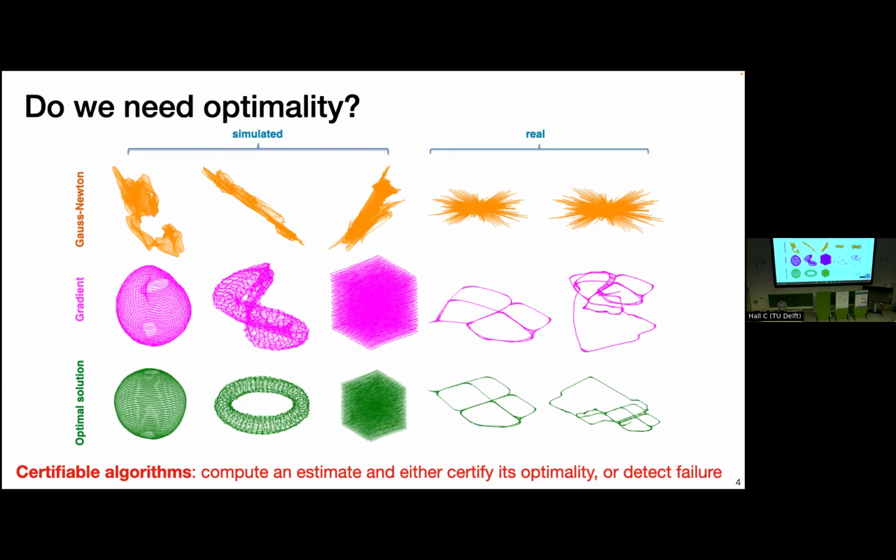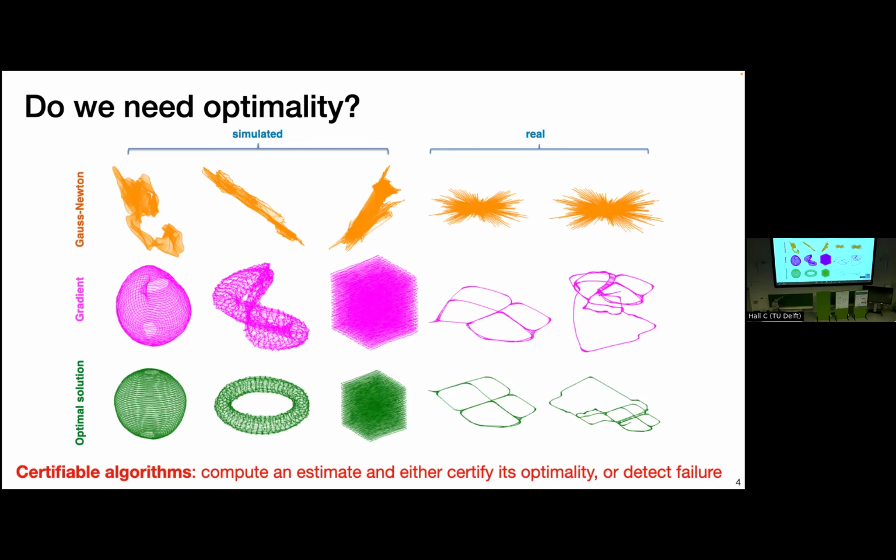And the point I want to make is that typically in this problem, if you compute an optimal solution, which is the one at the bottom, you get a nice estimate of the trajectory of the robot. If you get stuck in local minima, if you get stuck in suboptimal solutions, instead you get completely wrong trajectories as the one in the middle with gradient descent, or as the one at the top, for Gauss-Newton. So in a nutshell, we really care about getting an optimal solution out of this optimization problem.